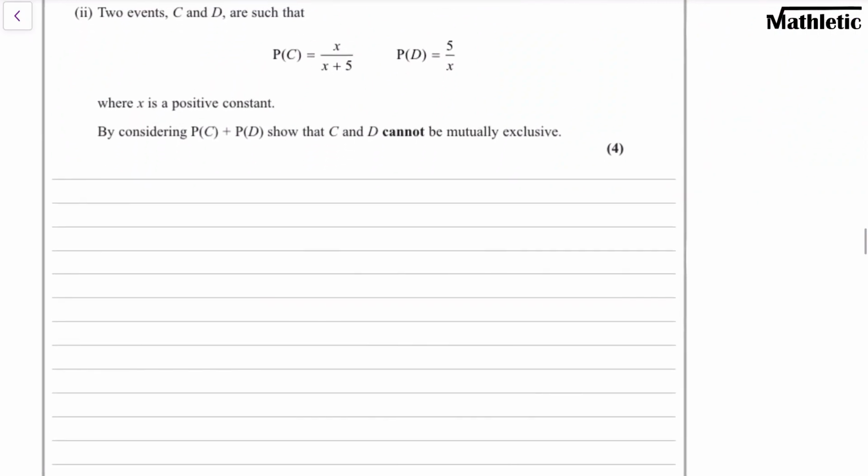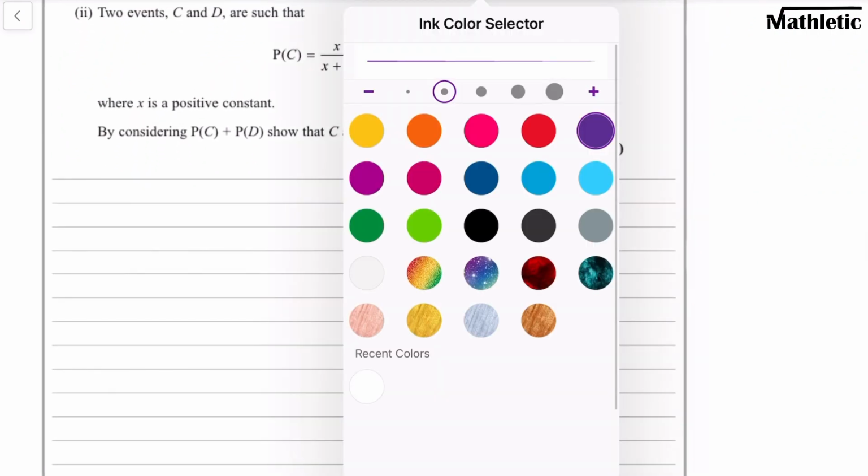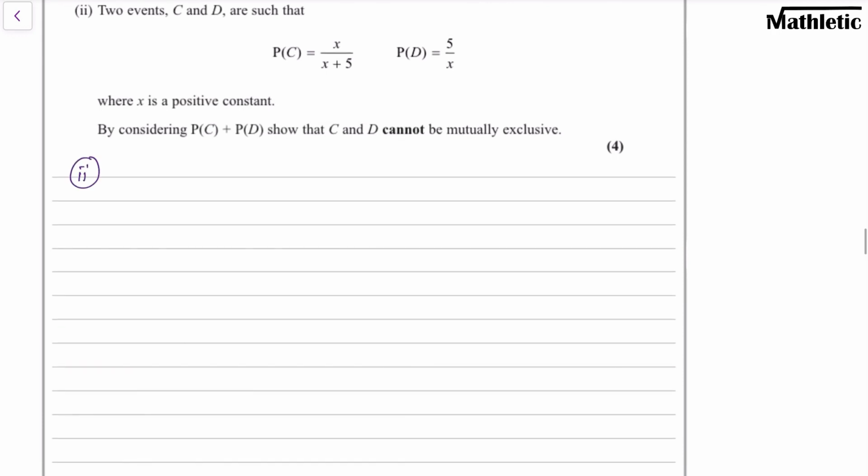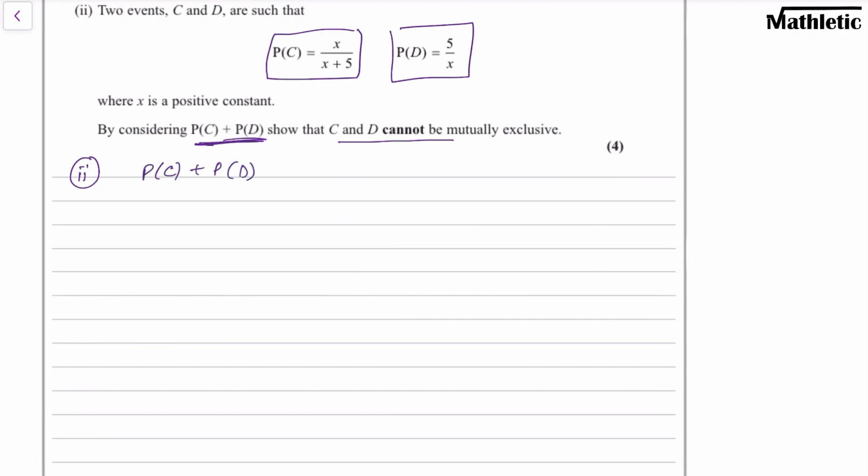Next, for number 2. We know the probability of C, probability of D. Considering probability of C plus probability of D, we need to show that C and D cannot be mutually exclusive. So let me just calculate probability of C plus probability of D. I'm substituting these values.